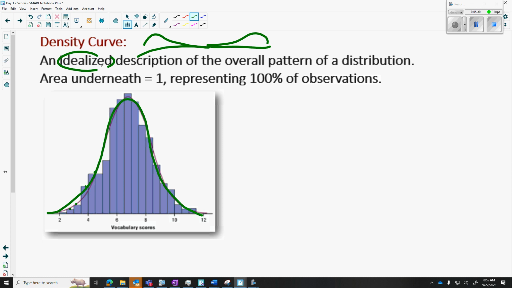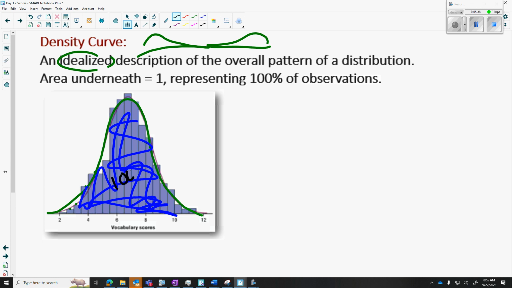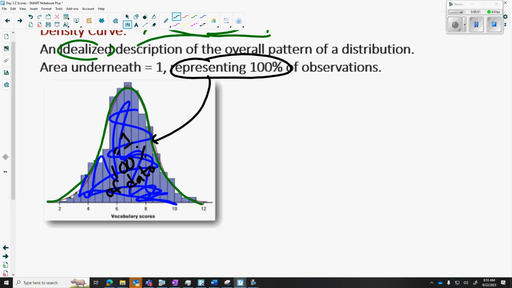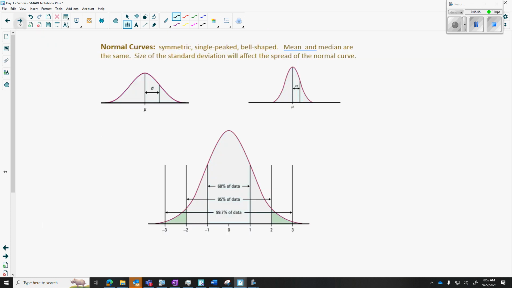Ideally, all the bars are going to be under this curve, so the percent of all the scores under the curve is going to equal 100% or one whole. 100% of the observations are located here. Everybody should be under the curve. So if I want to find the percent of scores under the curve, above or below something, I can do that.